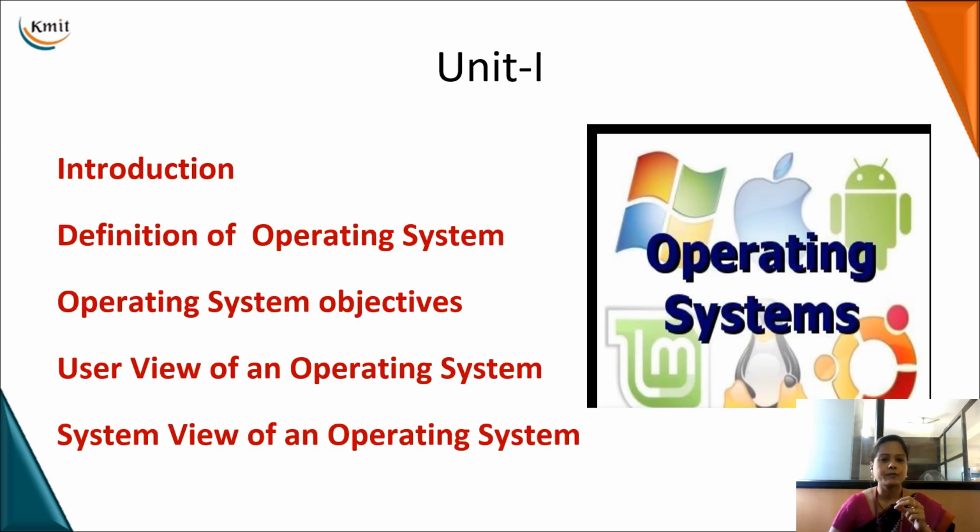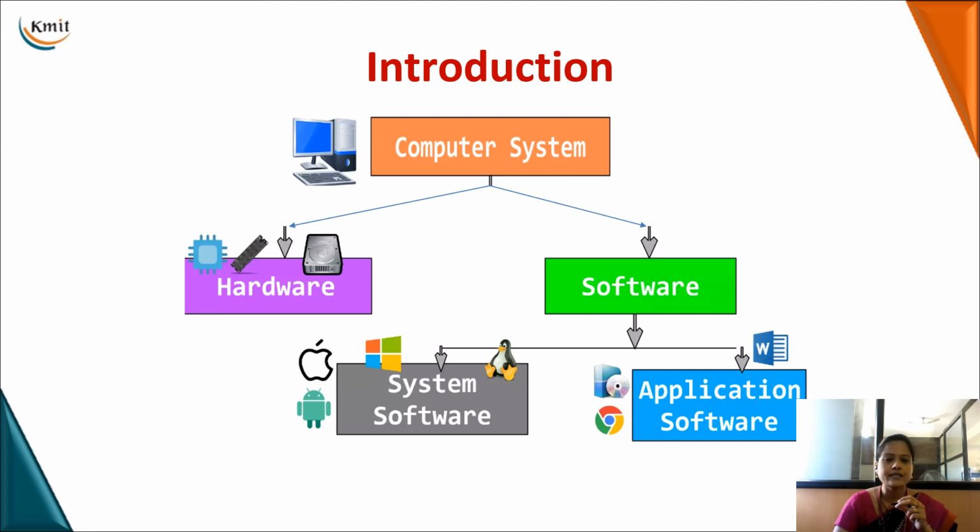As we have seen the basic overview of this operating system, now we'll see in detail about the definition of an operating system, what are the operating system objectives, user view of an operating system, and the system view of an operating system. Coming to the first one in basic introduction, as we all know, a computer system is a combination of a hardware where you have external devices or input output devices which are being connected and a software.